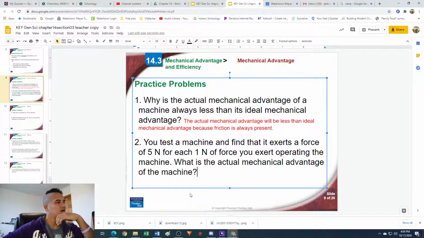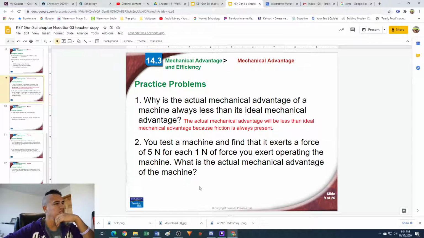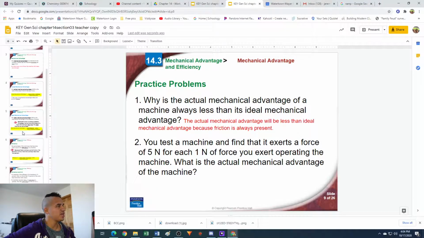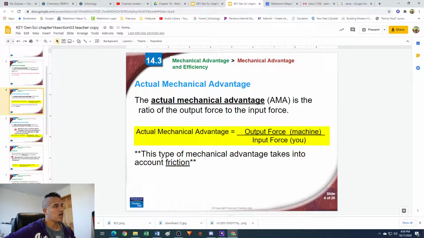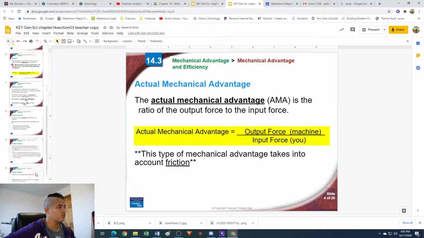Anyway, okay. Number 2, you test a machine and you find that it exerts a force of 5 newtons. For each 1 newton of force you exert operating the machine, what is the actual mechanical advantage of the machine? Okay, so our equation for actual mechanical advantage, if you go back in our notes, is output force, so the machine force, divided by input force, which is your force.